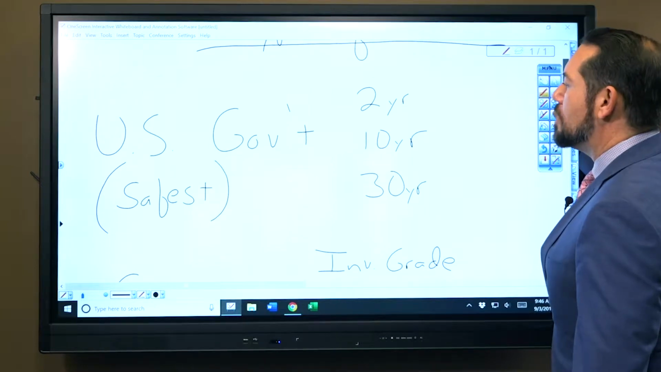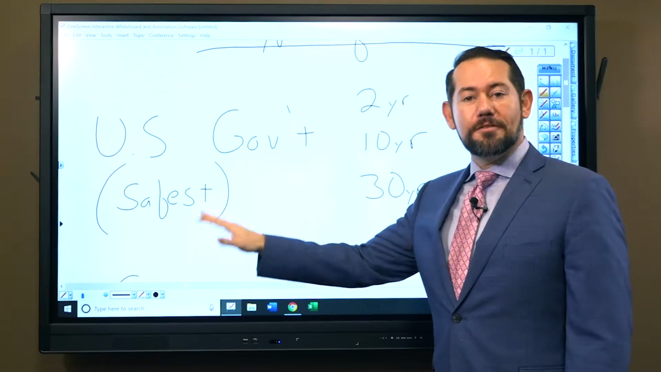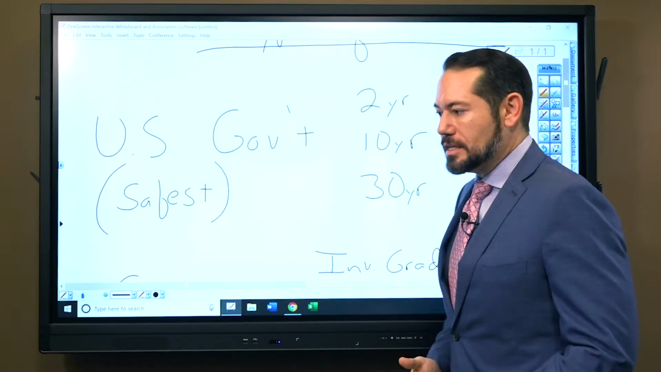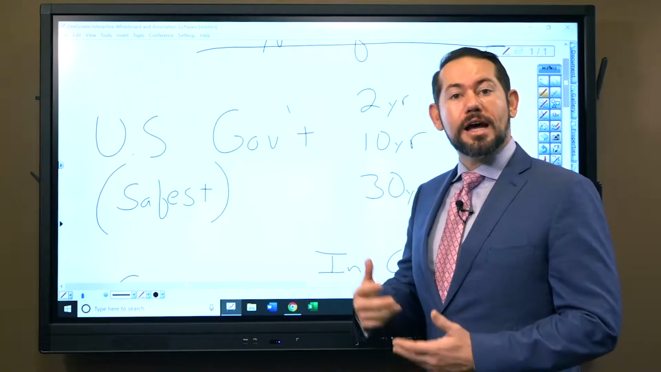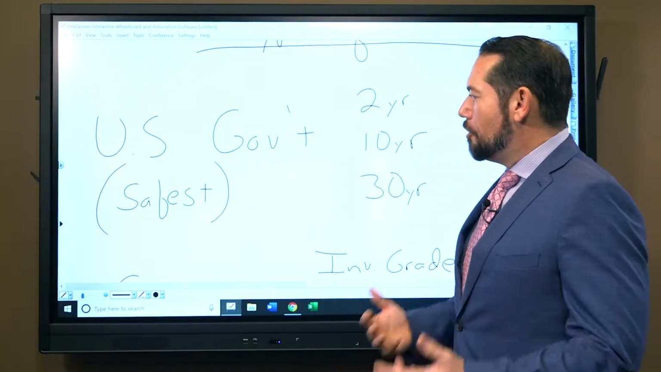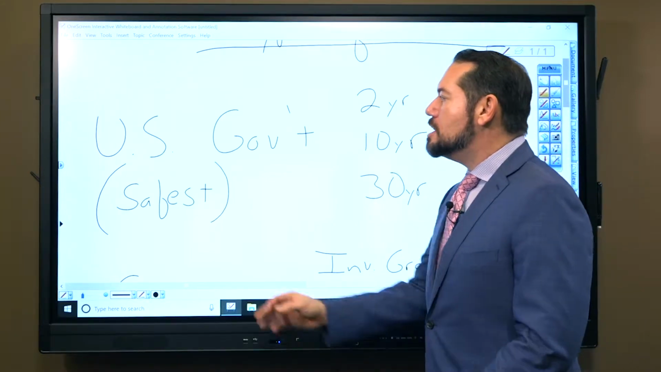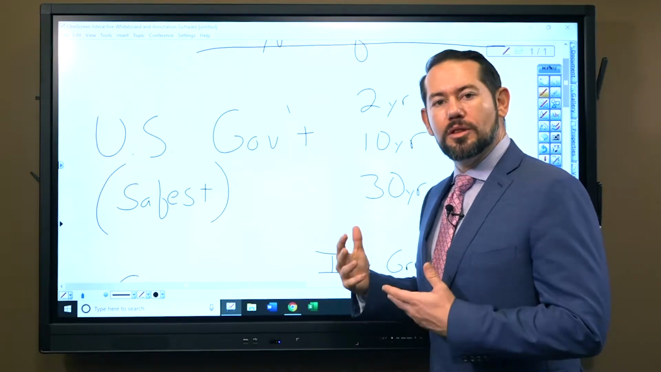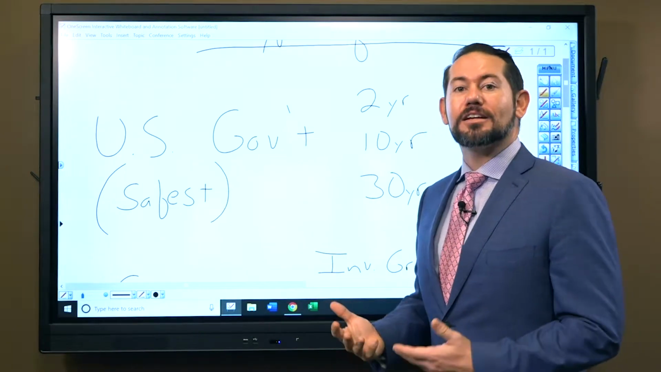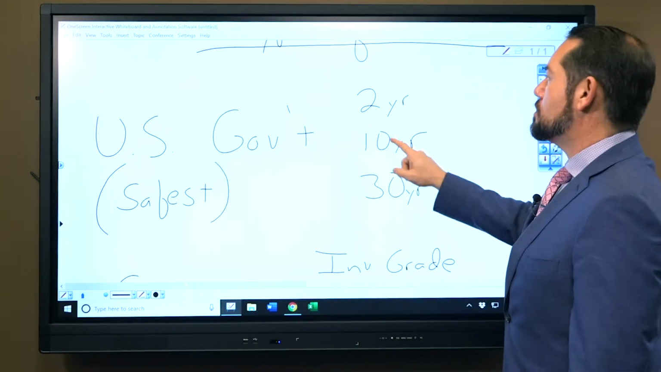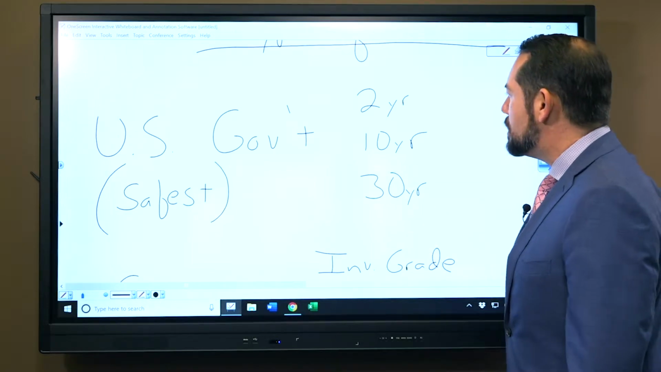United States government bonds are the safest of all bonds in the entire world. When markets get tumultuous, when there's economic uncertainty, people, large institutions, wealthy investors, their money flows into United States government bonds. These are across the world known as the safest asset class out there for you to invest in. The typical maturities are 2 years, 10 years, and 30 years.